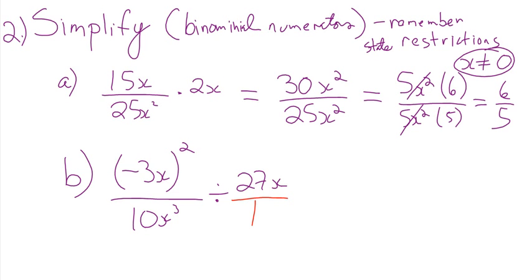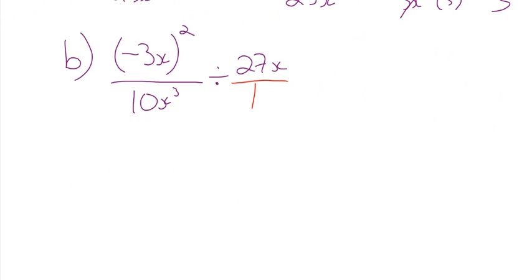Okay, what do we do with divide? We change it to multiply, right? I'm going to do one other thing. What's negative 3x quantity squared? Because the squared isn't on there, it's saying square that. What is negative 3x all squared? Anyone? 9x squared, right?